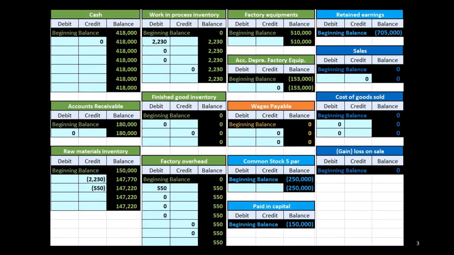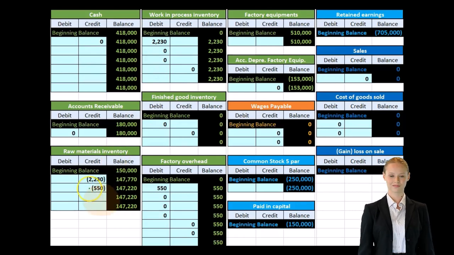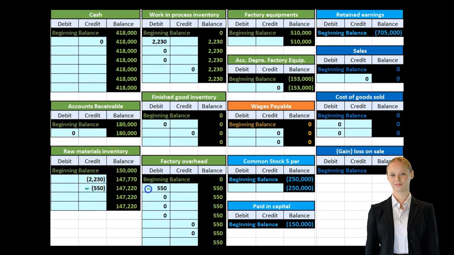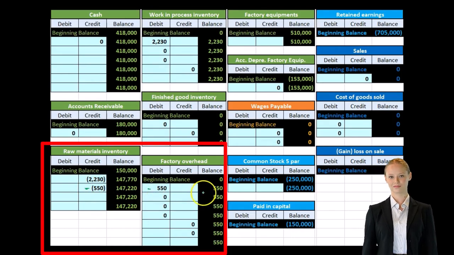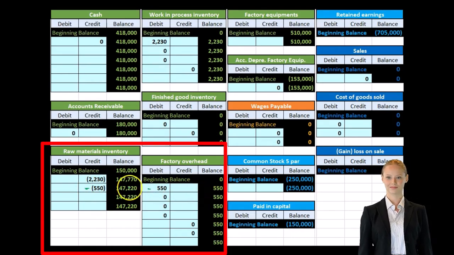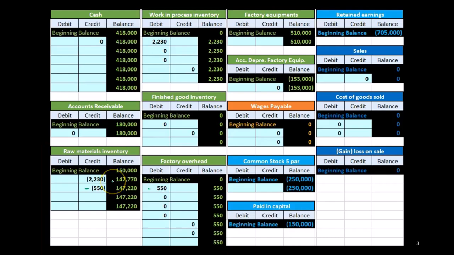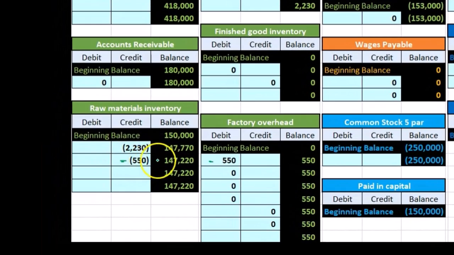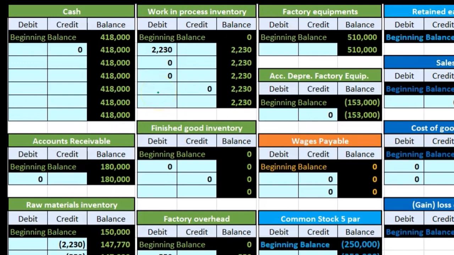So then the next thing that we're going to have happen is our next transaction. The next new thing is this item and this item. So factory overhead is going up and the raw materials is going down from 147,770 down by 552 to 147,220. So what happened here is raw materials going down again, but it didn't go to the work in process this time.